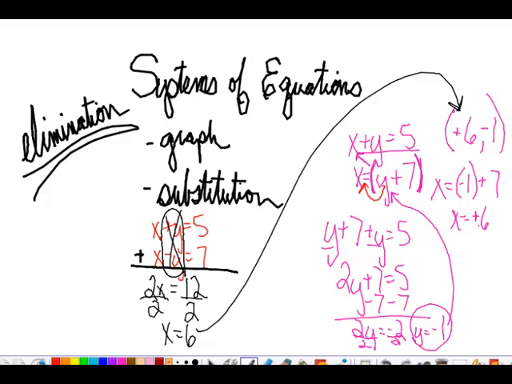Now, if we know that x is 6, I can plug that back into either one of these. 6 plus y equals 5. Subtract 6 from both sides. I just chose the top one just because I liked it. y equals negative 1. So again, our point written as coordinates, 6, negative 1. So that is our answer.